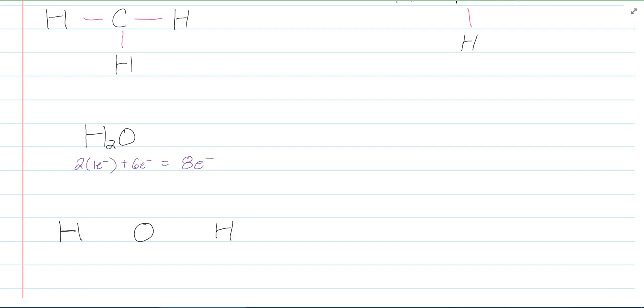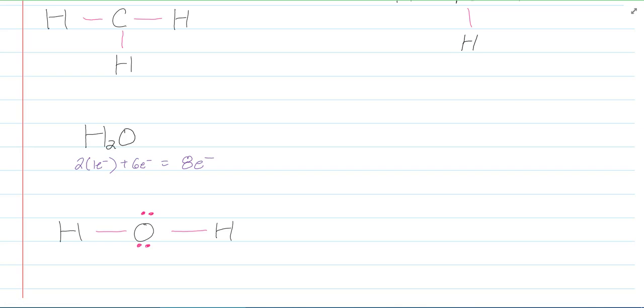So let's bond. 2, 4. Extra electrons go on the central atom. 6, 8. And there is water. Oxygen has 8, and each hydrogen has its 2.